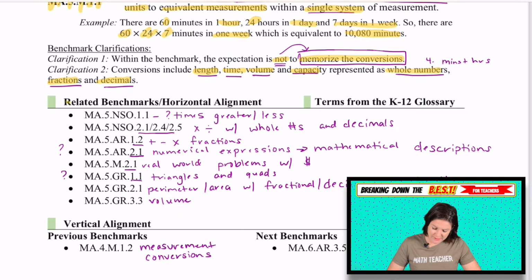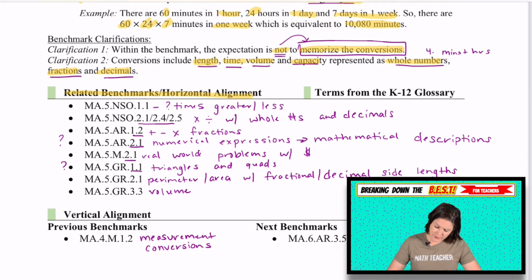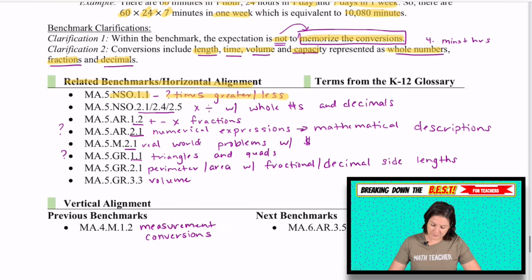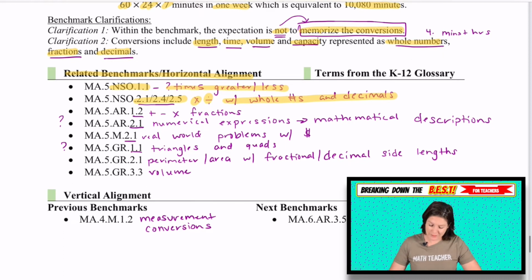The Department of Education has listed a ton of related benchmarks. And so the NSO.1.1 is how many times greater or less is it, and that's moving place values. So in other words, 1 kilometer can be shifted in place value when you're talking about meters or centimeters there. So that's really a good standard to have that's related. 2.1, 2.4, and 2.5 are multiplication and division with whole numbers and decimals. So that's definitely what we'll be working on here.